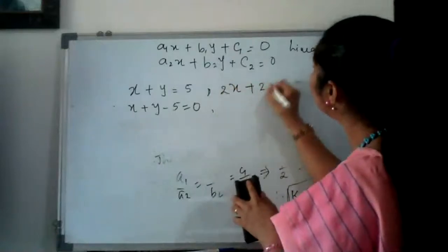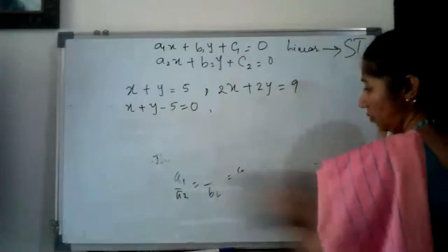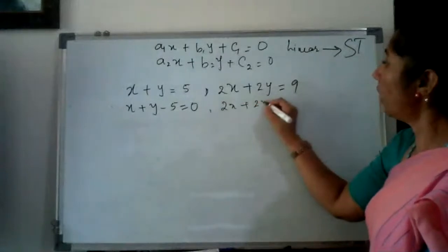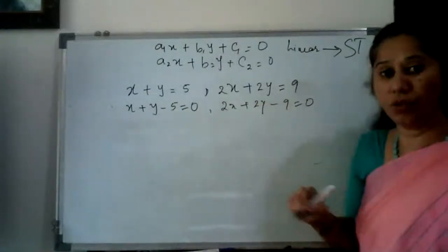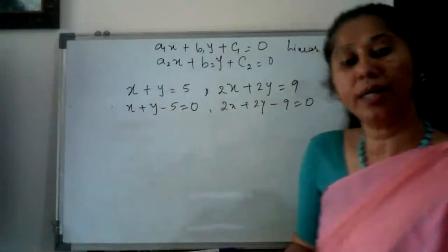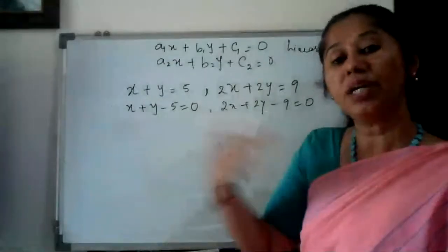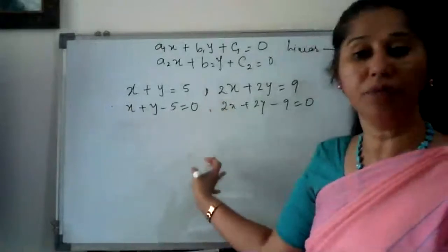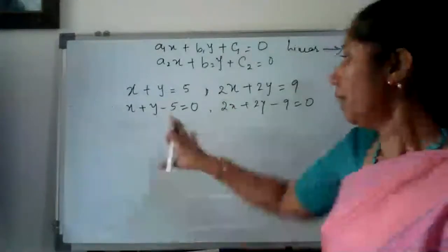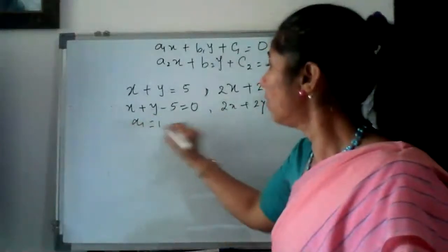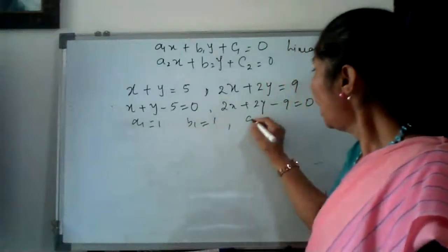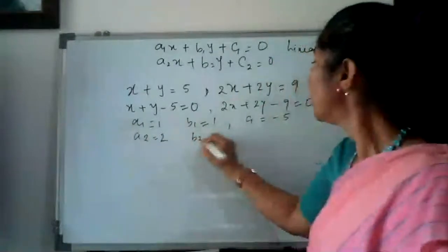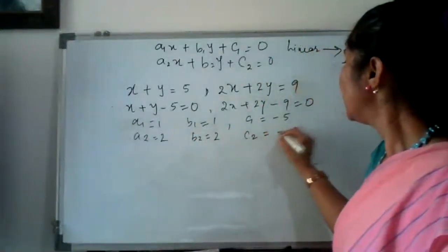और या मैं इसको इस तरीके से भी ले सकती हूँ. So I get this as 2x plus 2y minus 9 is equal to 0. अब जैसे कि शायद आपके मन में ये क्वेश्चन आ रहा है कि मैम ये आपको ऐसे ही कैसे पता चला, then you can check, verify the graph also. When you verify the graph, you will come to know that whatever we are doing, it is absolutely correct. Okay, so now when we compare here, it is a1 is 1, b1 is 1, and c1 is minus 5, a2 is 2, b2 is 2, c2 is minus 9.